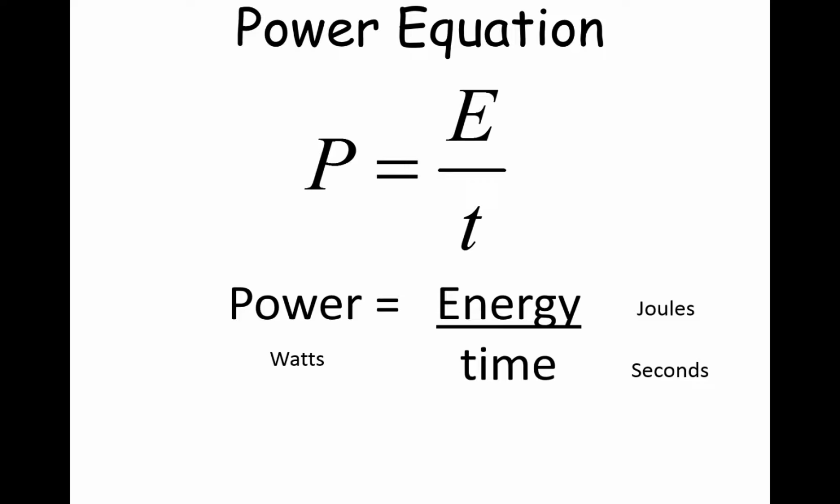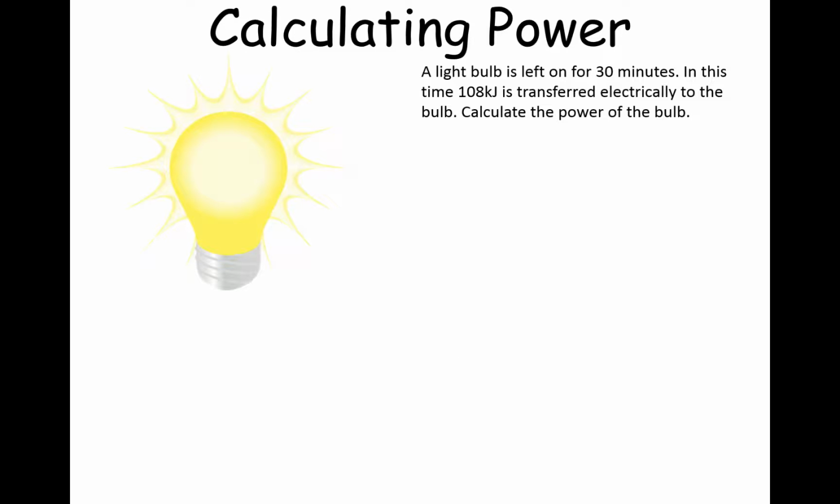So let's take a look at our first problem. A light bulb is left on for 30 minutes. In this time, 108 kilojoules is transferred electrically to the bulb. Calculate the power of the bulb. So the first thing we need to do here is make a couple of conversions. We don't want minutes, we don't want kilojoules, we want seconds, and we want joules.